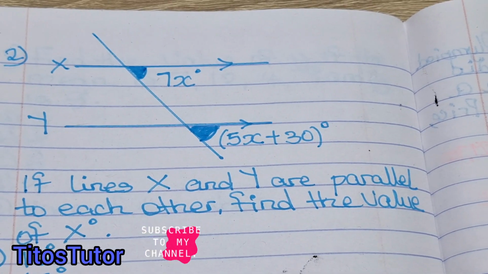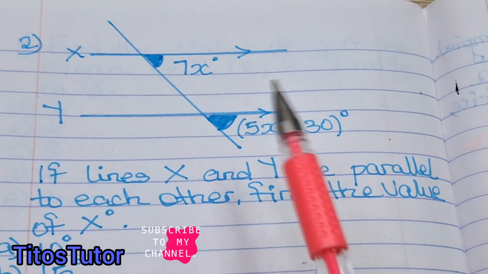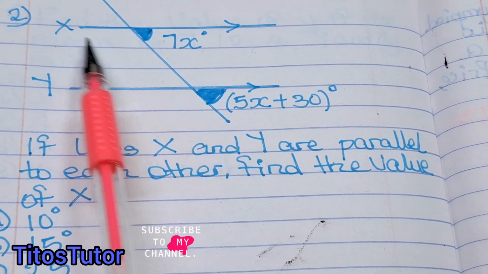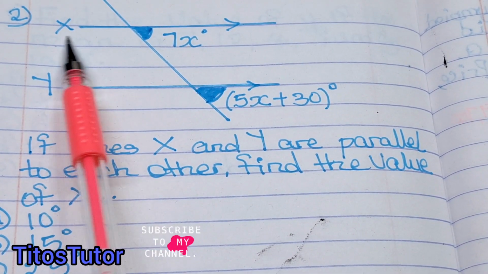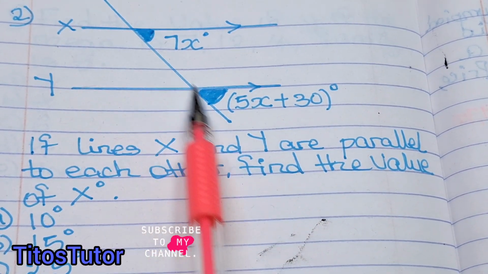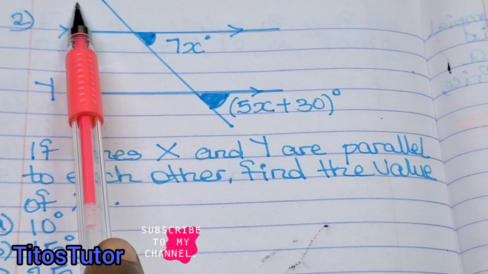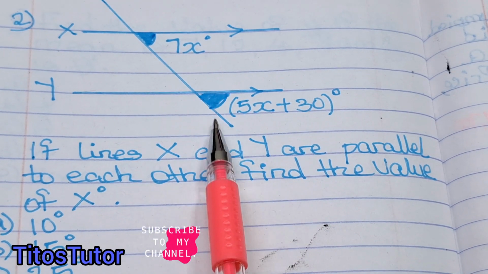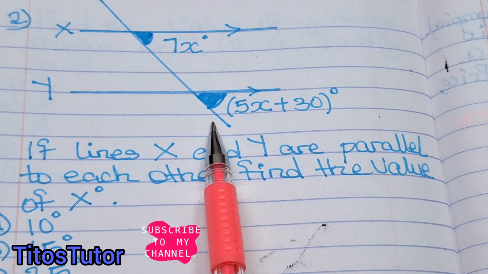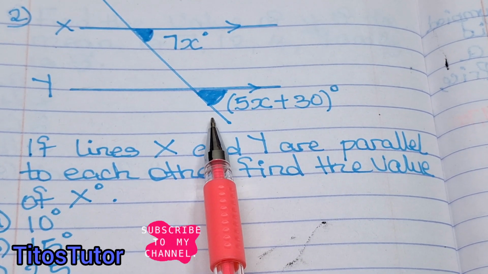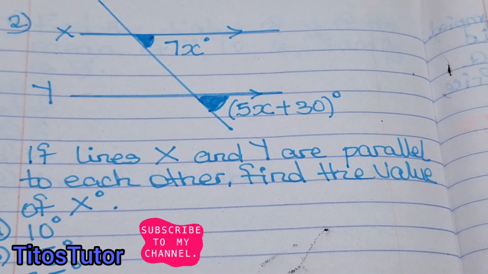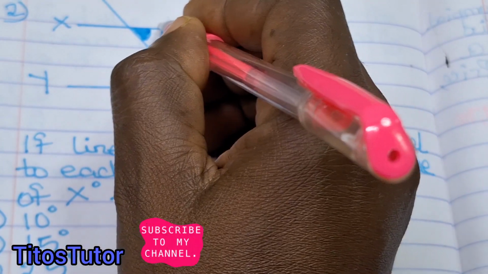Okay, our second question. This second question is angles between parallel lines. So we have line X is parallel to line Y, and we have a transversal line. So whenever you have transversal lines, you're looking for alternate angles and corresponding angles. You're also looking for vertically opposite angles. But in this case, it's corresponding because I can see an F.